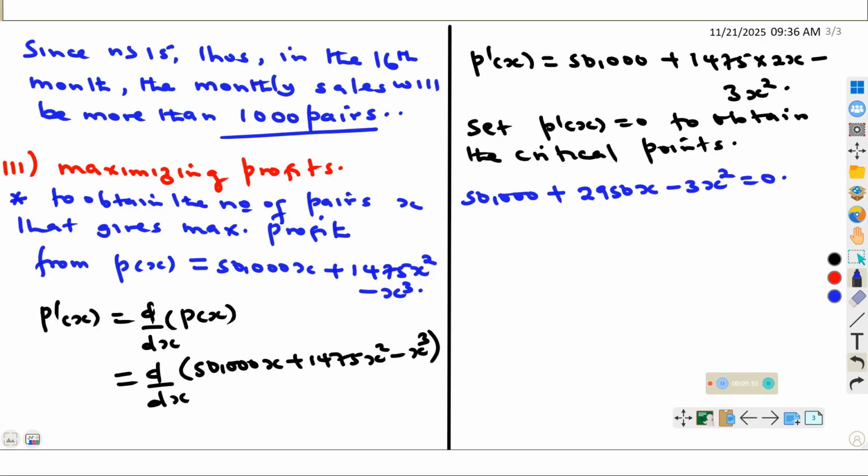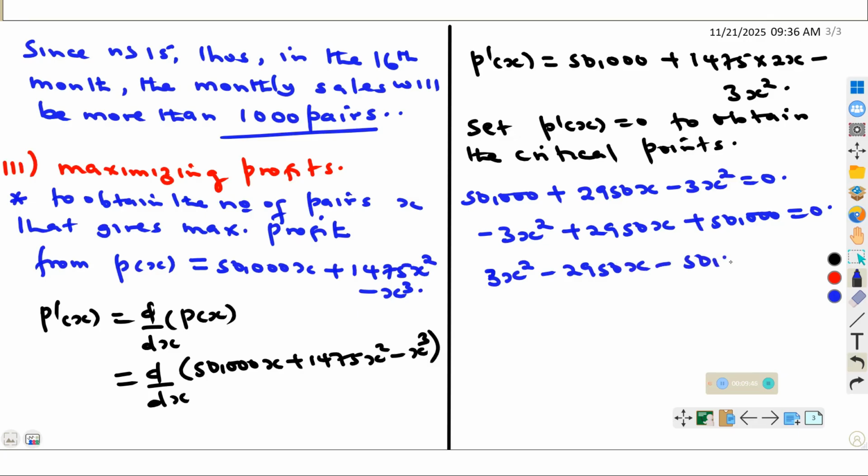So let us try to solve this. We have negative 3x squared plus 2,950x, then plus 50,000, which is equal to 0. From here we can write this as 3x squared minus 2,950x minus 50,000, and equate this to 0. So solve this equation and get the values of x. This is a quadratic equation which can be easily solved.